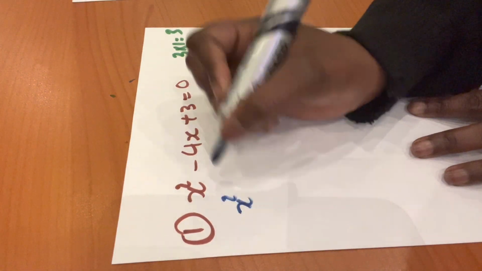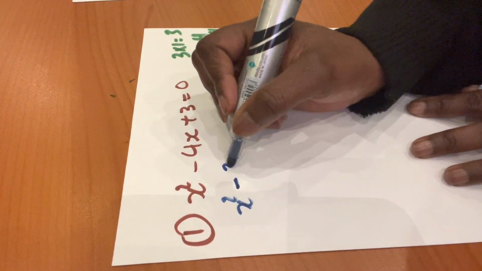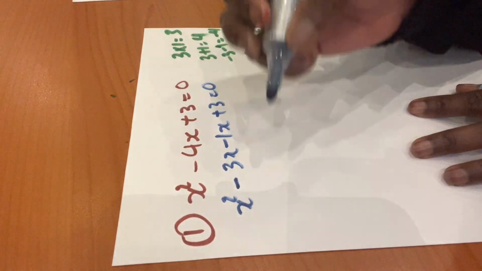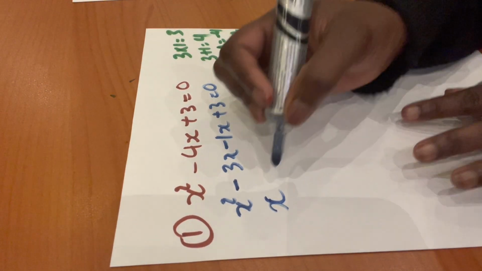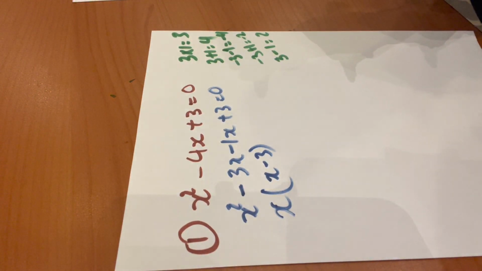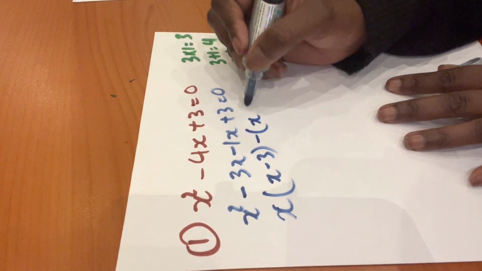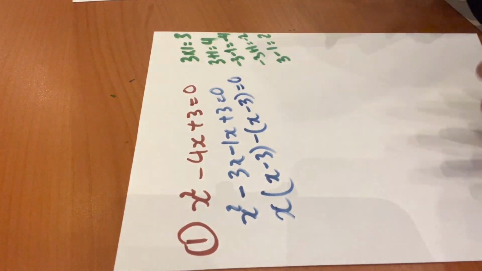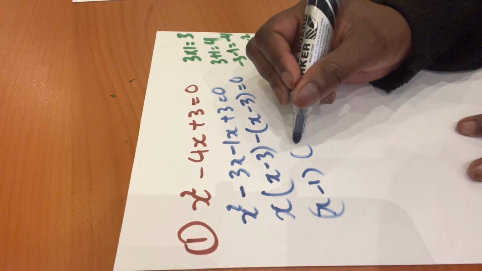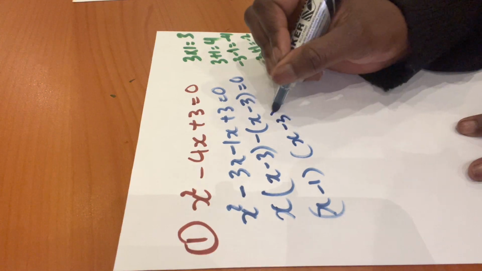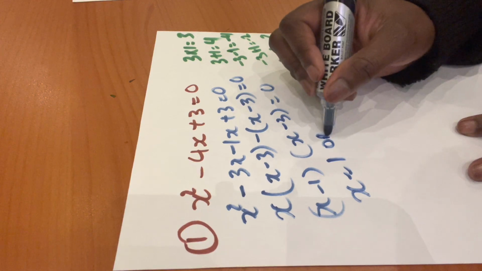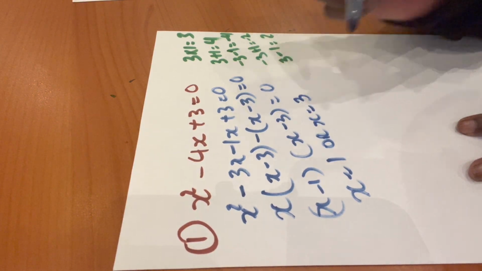So I have x squared minus 3x minus 1x plus 3 equal to 0. Then I take out a common x, and I get x minus 3. Here I take out a common minus, then I have x minus 3 equal to 0. Then I have x minus 1, and I'm left with x minus 3 equal to 0. Then x is equal to 1, or x is equal to 3.